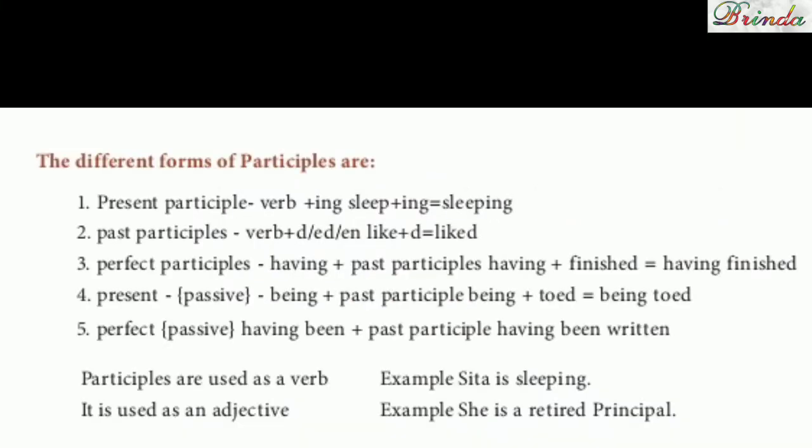The different forms of participles are the present participle, verb plus ing. For example, sleeping. Okay, sleep plus ing. Second, past participles, verb plus d, ed or en, like plus d. For example, liked. Third one, perfect participles, having plus past participle, having finished. Fourth one, present passive form, being plus past participle, being, it means ed. Fifth one, perfect passive form, having been plus past participle, having been written.